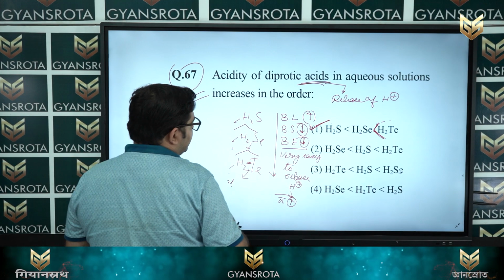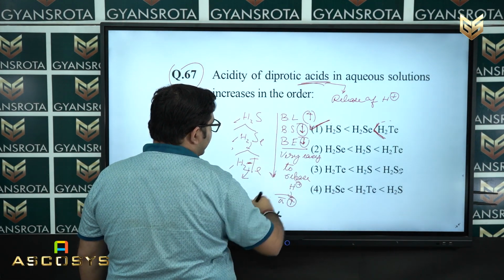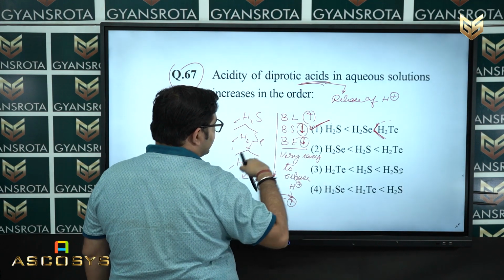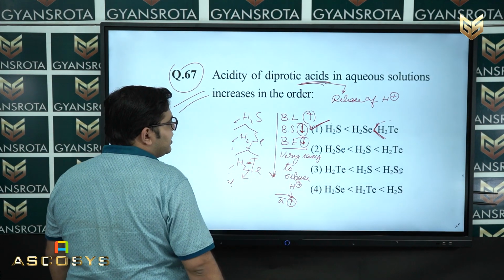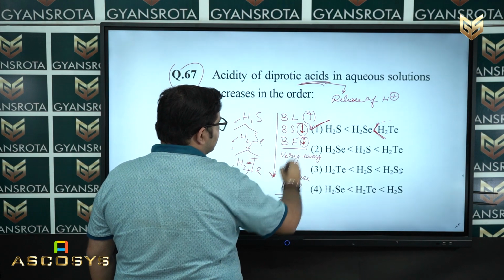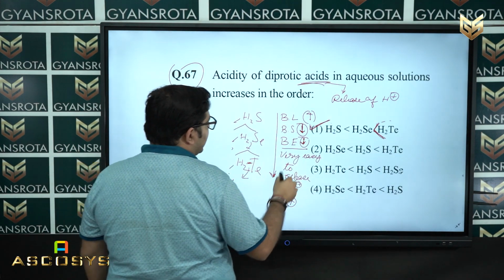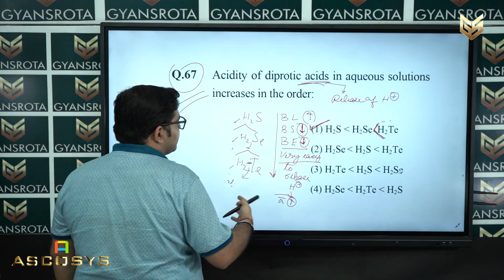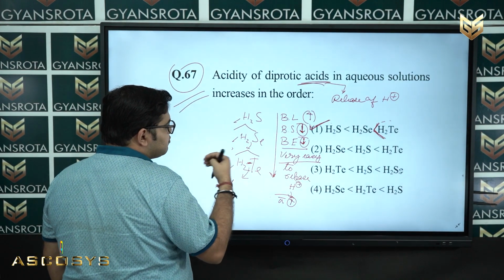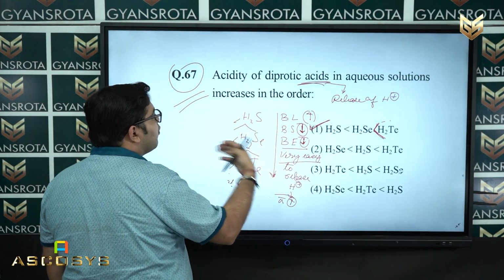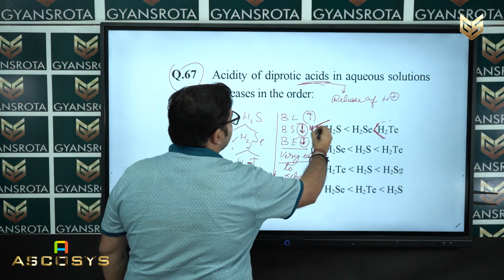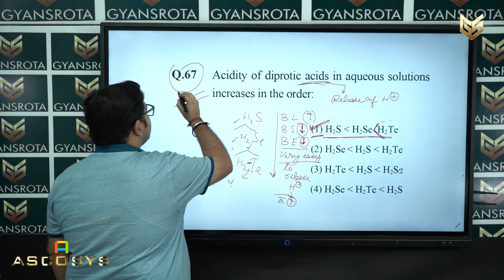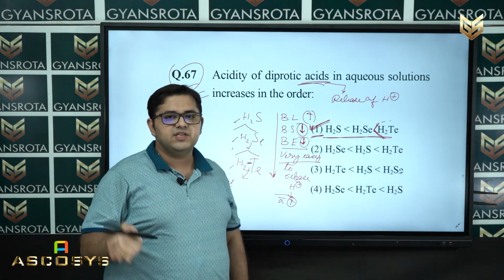Just again I am repeating here: down the group bond length increases, if bond length increases then bond strength decreases. If bond strength decreases, we require the least energy to break this bond, it means the bond energy decreases. It means it is very easy to release H plus, and the compound that releases H plus more easily is more acidic. So, as a result we get the order, which is option number 1, and this is the correct answer of your question number 67.